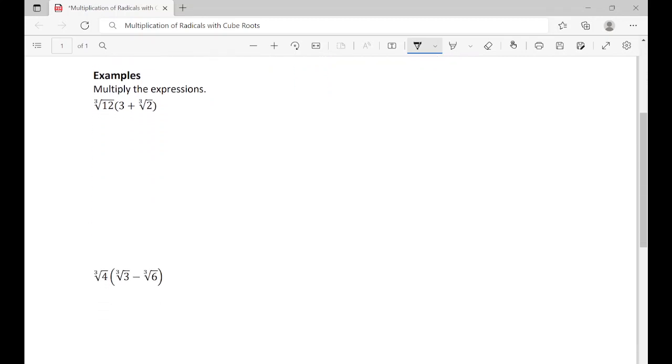So what we're going to do is multiply a couple things using this property. So we have the cube root of 12 times 3 plus the cube root of 2. When we distribute the cube root of 12 across the parentheses, we're going to get 3 cube root of 12, because this 3 is not inside a cube root, so it stays on the outside, plus the cube root of 12 times 2, because they're both under the exact same root. So we're going to get 24.